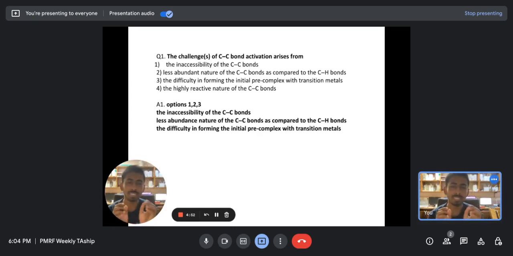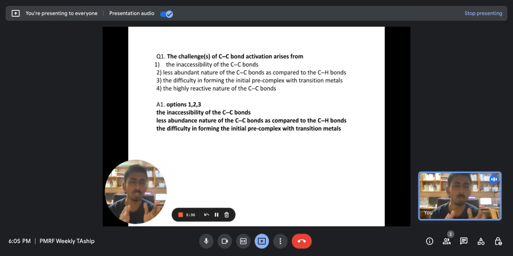The difficulty in forming the initial pre-complex with the transition metals, and the fourth option, the highly reactive nature of the CC bonds. Firstly, CC bonds are, frankly speaking, non-polar or very less polar in nature, because the two atoms are homonuclear, and that's why there is no generation of polarity in the CC bond. That's why the CC bonds are much less reactive in nature. You see, the bonds that are polar in nature, like the HX bond, where X is a halogen like chlorine, bromine, iodine, fluorine, or the CCl bond, CO bond, CN bond, or SN bond, have a difference in electronegativity between the two atoms. So homonuclear bonds are less reactive.